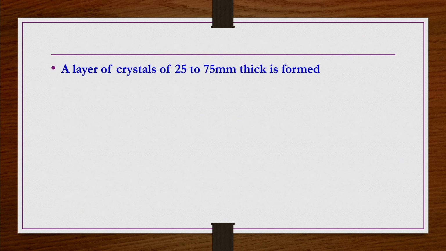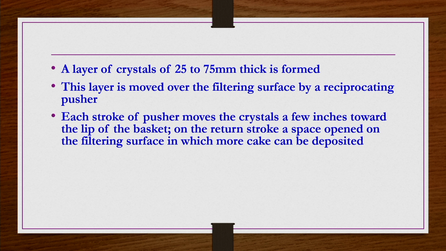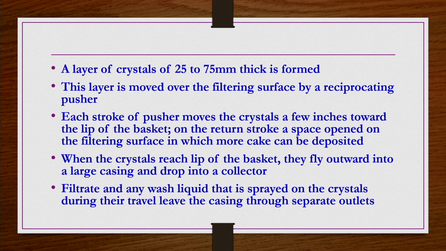Exactly the same thing we can see pictorially. A layer of crystals of 25 to 75 mm thickness is formed. This layer is moved over the filtering surface by a reciprocating pusher. Each stroke of the pusher moves the crystals a few inches toward the lip of the basket. On the return stroke, a space opens on the filtering surface in which more cake can be deposited. When the crystals reach the lip of the basket, they fly outward into a large casing and drop into a collector. Filtrate and any wash liquid sprayed on the crystals during their travel leave the casing through separate outlets.